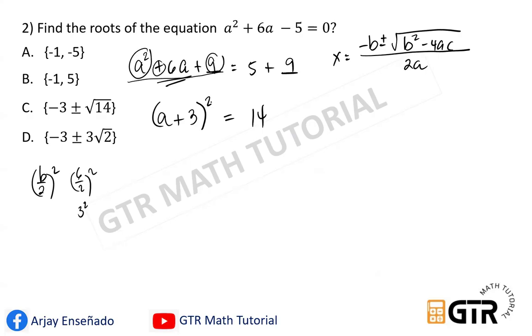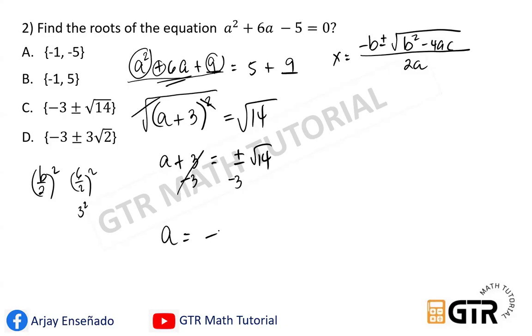Next, remove the square by extracting the square root of both sides. So we have a plus 3 equals plus or minus square root of 14. Then last step, subtract 3 on both sides. Therefore, the final answer: a is equal to negative 3 plus or minus square root of 14, and that is letter C.